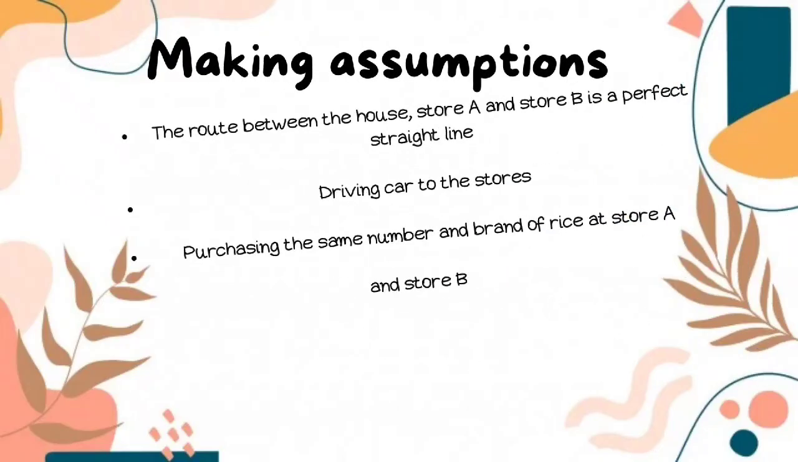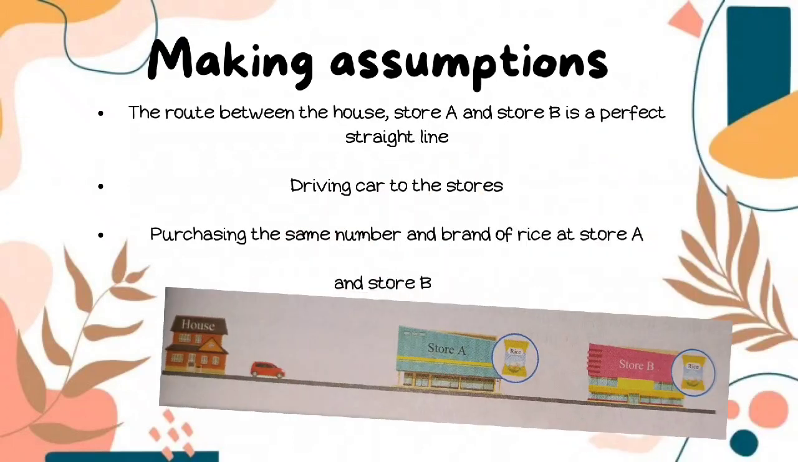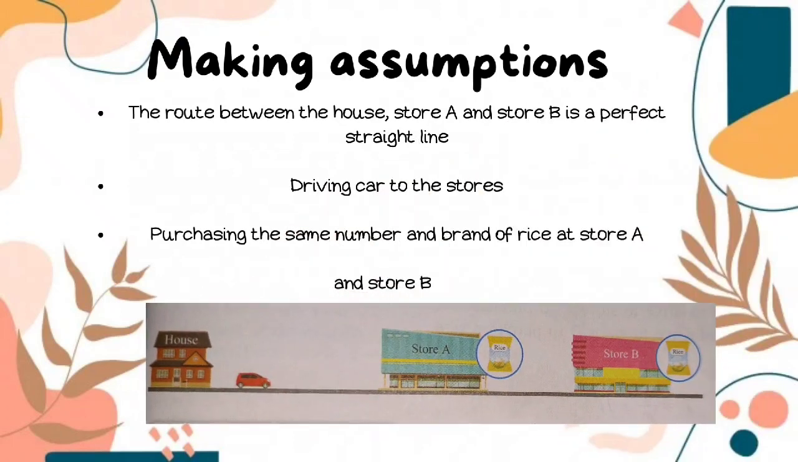Next, making assumptions. The route between the house, store A and store B is a perfect straight line. Driving a car to the store, purchasing the same number and brand of rice at store A and store B.